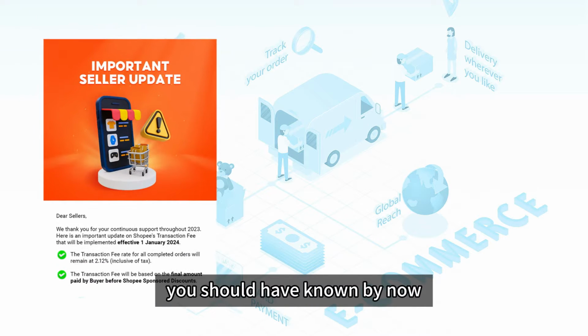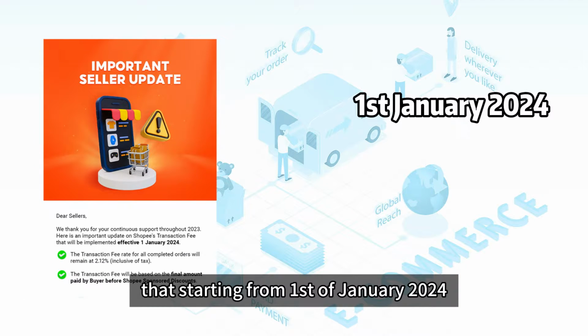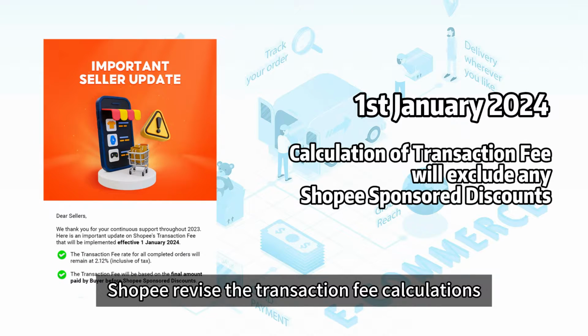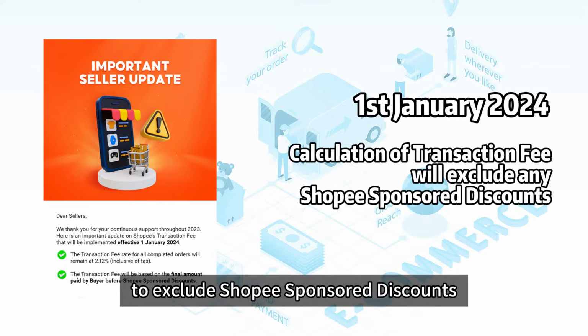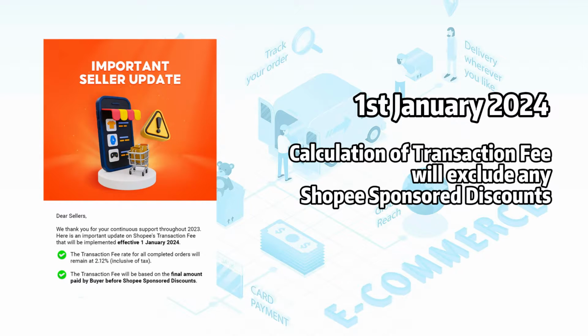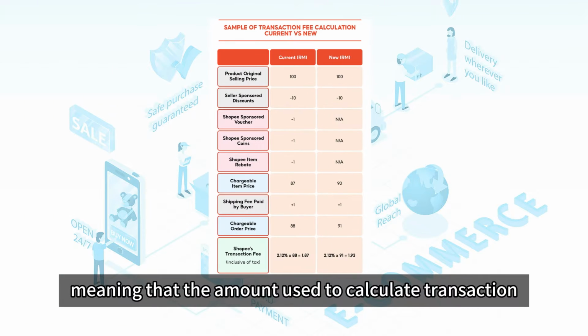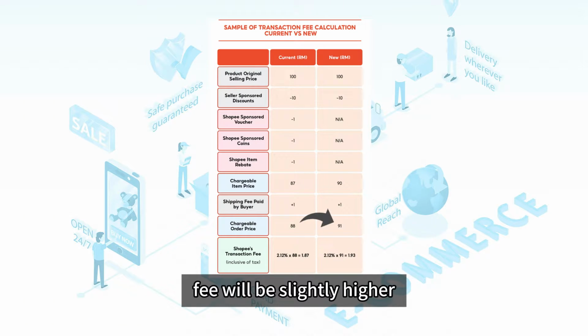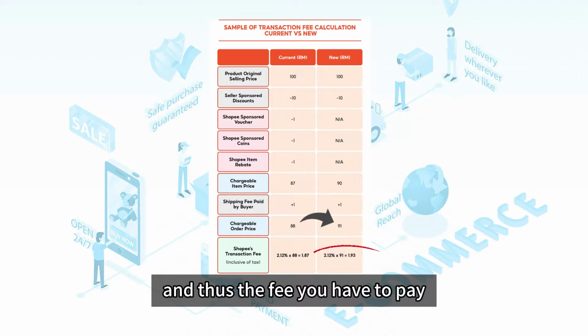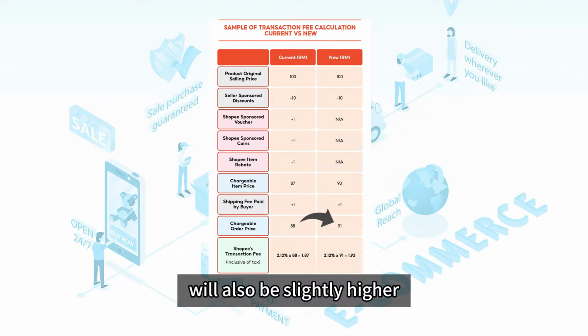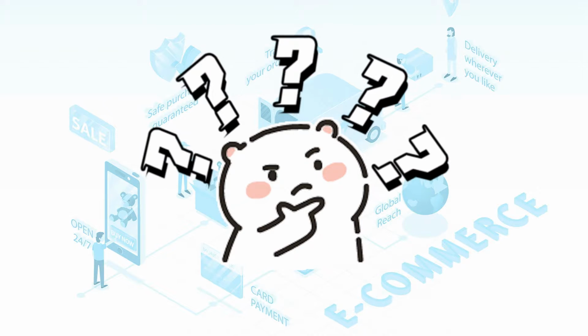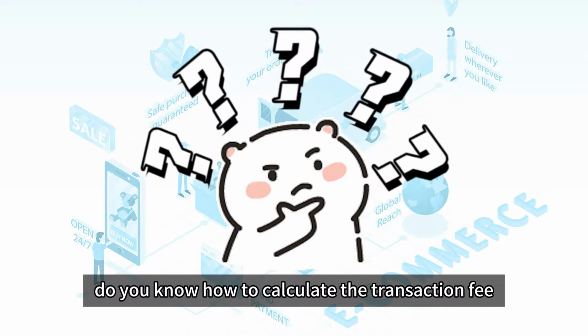You should have known by now that starting from 1st of January 2024, Shopee revised the transaction fee calculations to exclude Shopee sponsored discount, meaning that the amount used to calculate transaction fee will be slightly higher, and thus the fee you have to pay will also be slightly higher. How much higher exactly? Do you know how to calculate the transaction fee?